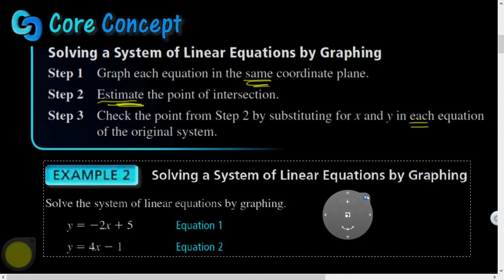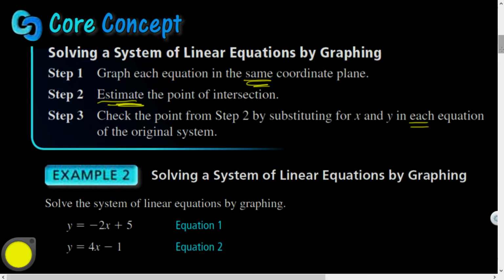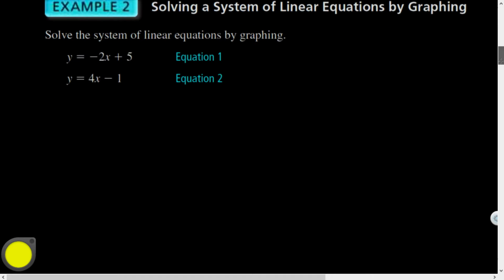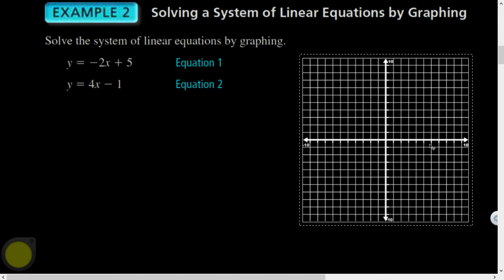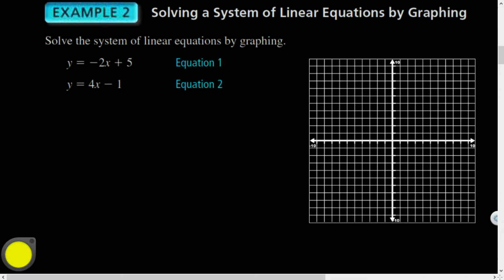Here we go. Example 2, we're going to graph both of these lines on the same coordinate plane. So that means I need myself a coordinate plane. Let me get one for myself. I think you already have one. I set you up for success. All right, so let's graph these on the same coordinate plane.